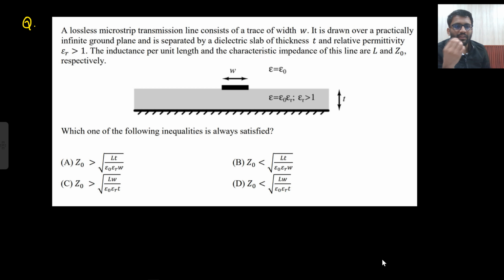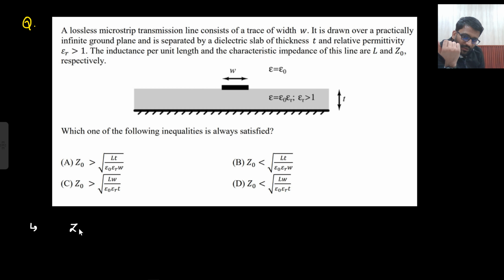In the examination, this question was asked, and I don't think this was correct from their side. I think this was wrong from their side. They are asking the Z naught value. What they have said is that a lossless microstrip transmission line consists of a trace width of W. It is drawn over a practically infinite ground plane and is separated by a dielectric slab of thickness T and a relative permittivity epsilon R. The inductance per unit length and characteristic impedance of the line are L and Z naught respectively. So what kind of relation is satisfied? This is what they are asking.